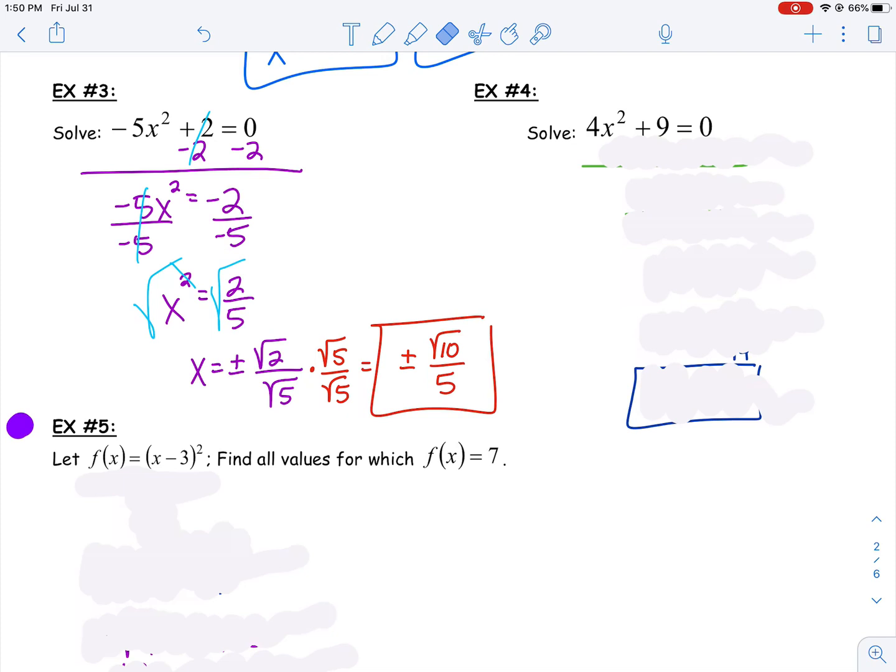What do you think we're going to move first here? It looks like we're going to move the 9. It's farthest away, so let's subtract 9 from both sides. After I subtract 9 from both sides, I end up getting 4x squared equals negative 9. Let's go ahead and divide both sides by 4. When I divide both sides by 4, I end up getting x squared equals negative 9/4.